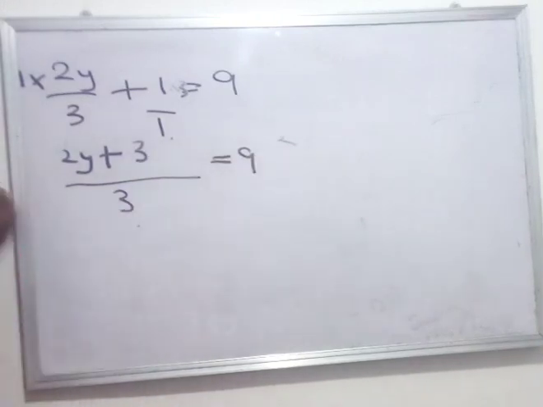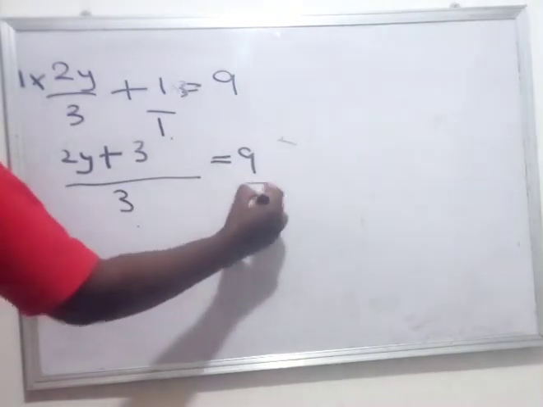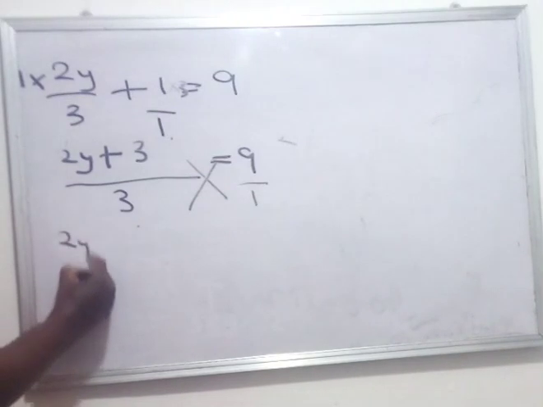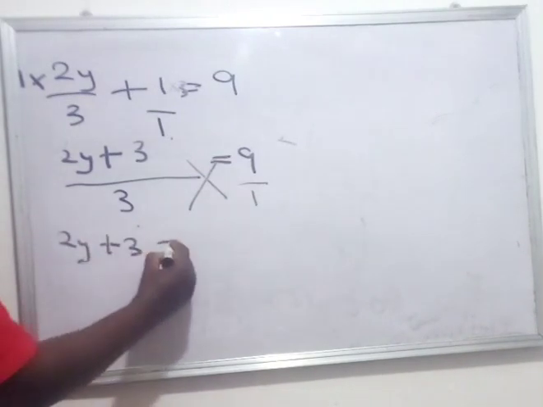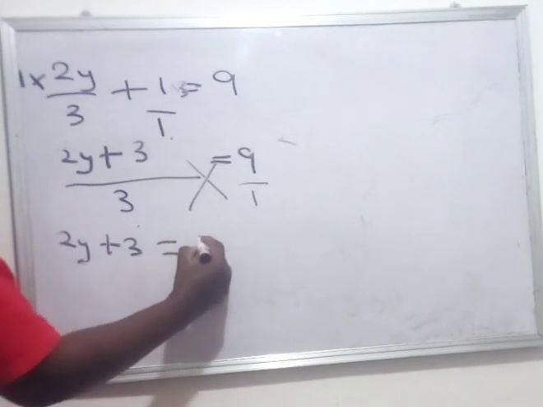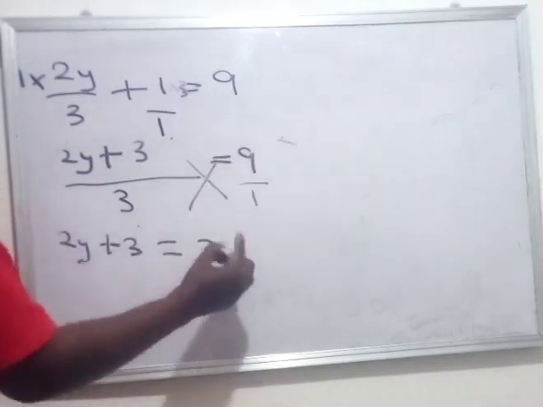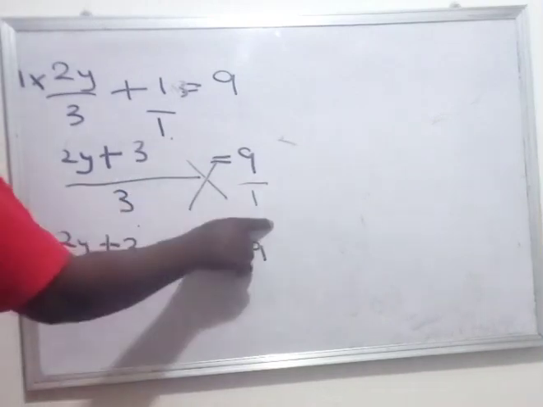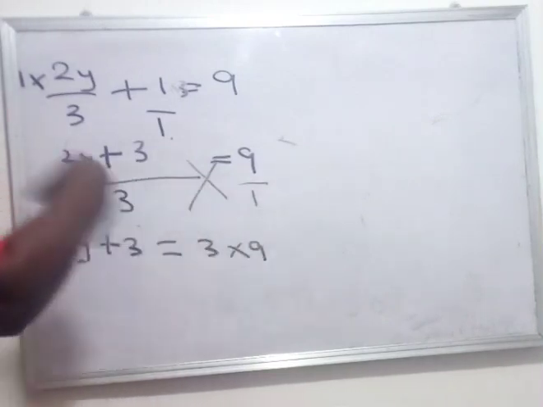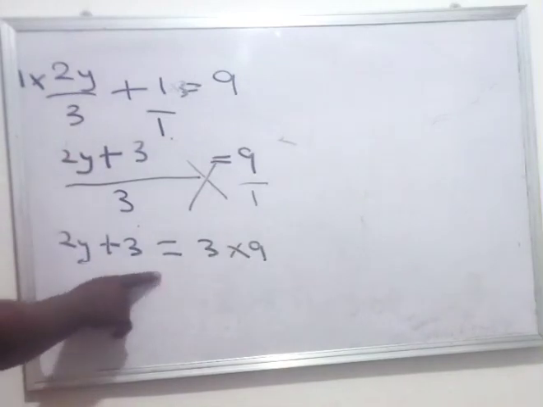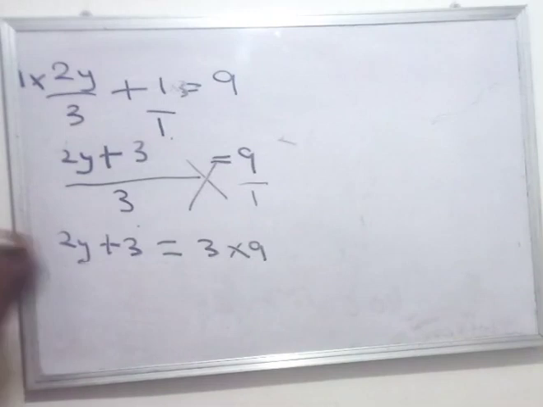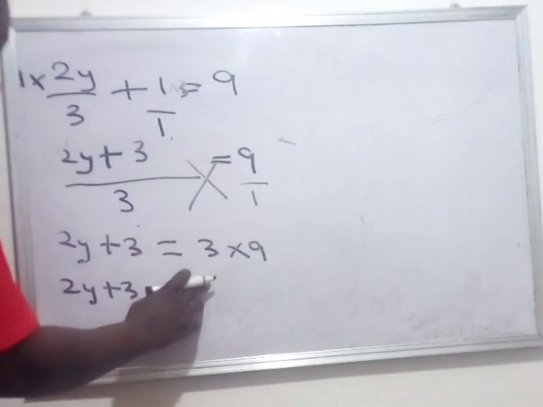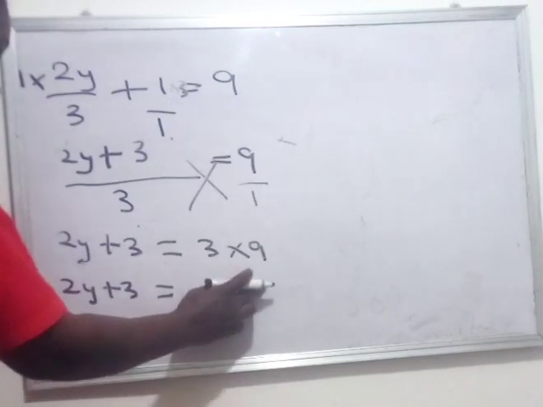So the next thing we do here is to make this a fraction so that we can cross multiply. So we have 2y plus 3 is equal to 3, that is this 3 here, multiplied by 9. Someone asked why I didn't multiply with 1. 2y plus 3 times 1, of course, it will still give us 2y plus 3. So I just went ahead, I jumped that step. So 2y plus 3 is equal to 3 times 9 gives us what? 27.